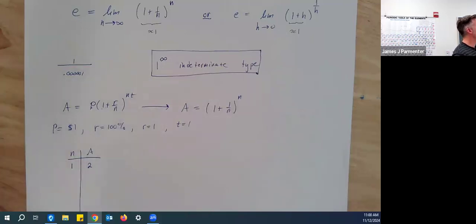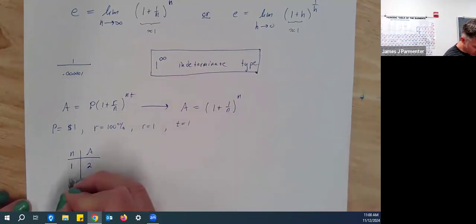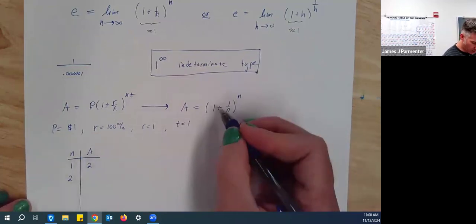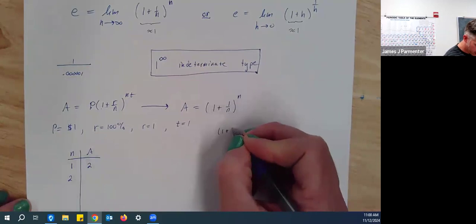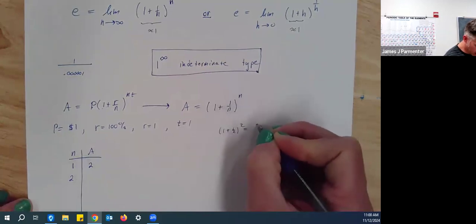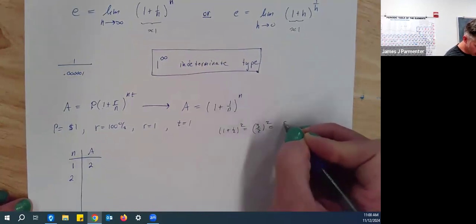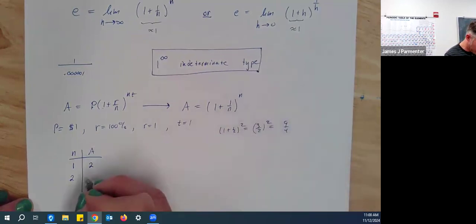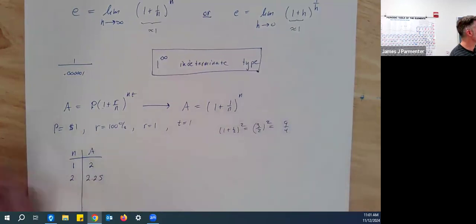But then if I start compounding it more frequently, I'm going to earn more interest. Is there a question there? Okay, sorry, you looked like you were waiting to raise your hand. So if we compound it twice, 1 plus 1/2, squared, is really 3 over 2 squared, which is 9 over 4, which is $2.25. I earned an extra quarter by compounding the interest more frequently.